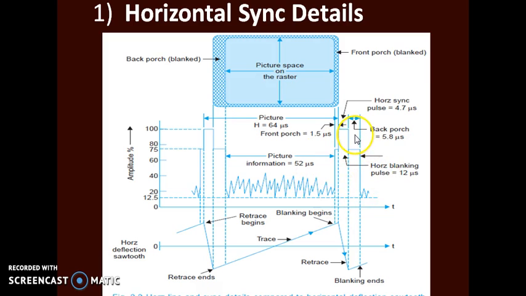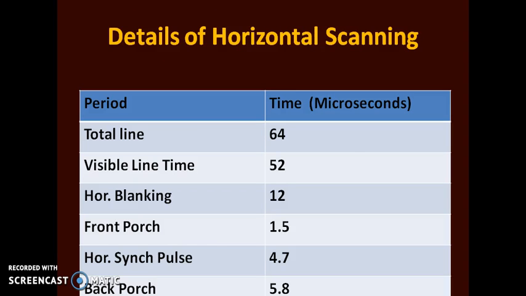So all of you are getting this detail, that the 64 microseconds of the total time period is divided into 52 microseconds of active line period, that is the actual picture information, and 12 microseconds of retrace period. And this 12 microsecond period is again divided into three parts: front porch, horizontal sync pulse, and back porch. The horizontal sync pulse is responsible for triggering the horizontal sweep oscillator so that it can reverse the direction of current to bring the beam from right to left end of the corner. So all of you are getting these details of horizontal synchronization.